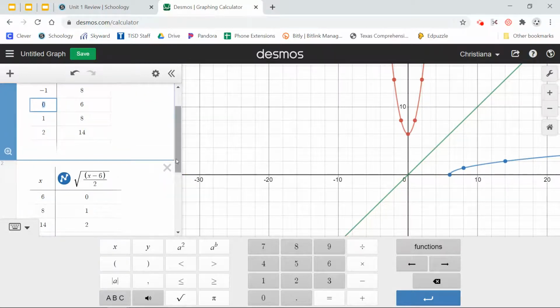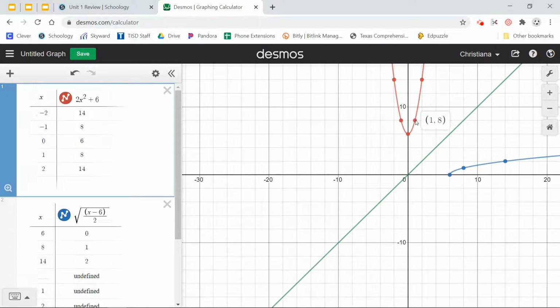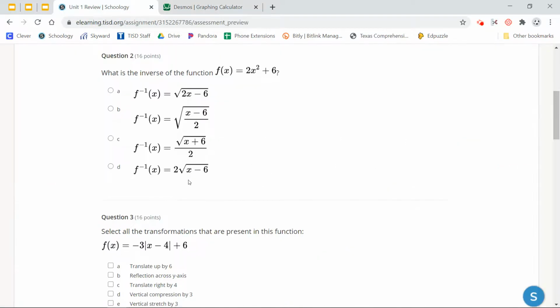And then we can draw the y equals x line and see, does this side of it look like it's reflecting, turning over and laying down on its side, on this side? So again, 0, 6 should become 6, 0. 1, 8 should become 8, 1. 2, 14 should become 14, 2. As long as those all match, then you know you have the inverse.